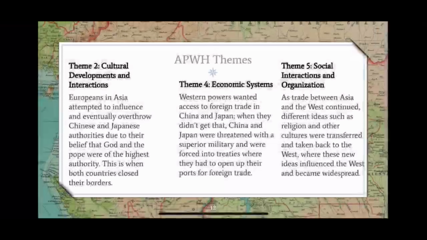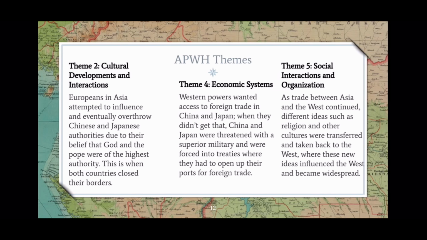Alright, for theme 2, which was cultural developments and interactions, Europeans residing in Asia attempted to influence and overthrow Asian authorities due to their belief that God and the Pope were the highest authorities in the world. For economic systems, Western powers wanted access to Asia for foreign trade, and when they didn't get that, they threatened China and Japan with a superior military and forced them into treaties where they had to open up their ports for trade. For social interactions and organizations, trade between Asia and the West continued, which also resulted in the trading of new ideas, religions, and cultures, which were taken back to the West and even introduced in the East.